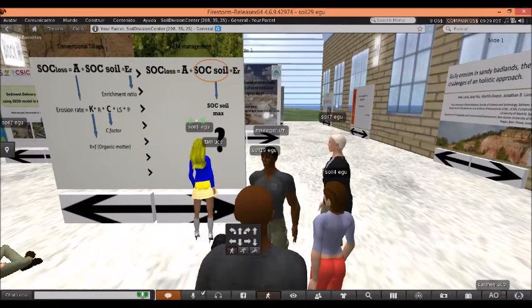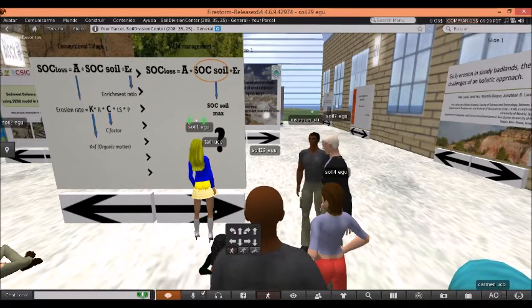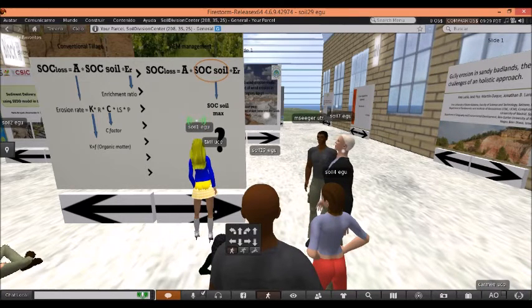And now, in order to have that the first equation is higher than the second equation, I want to calculate which is this SOC soil max. The next slide.